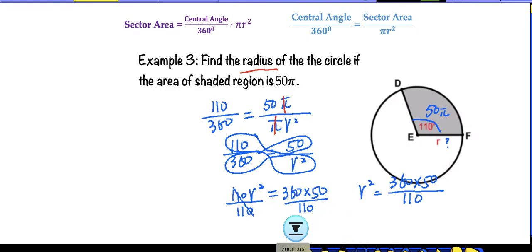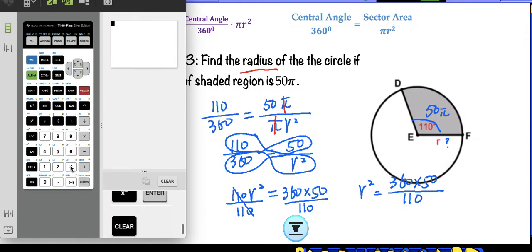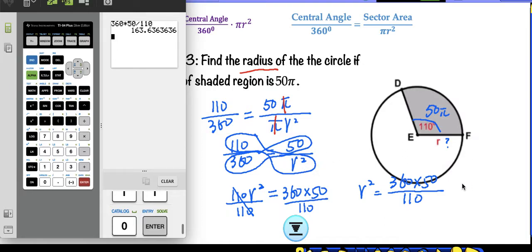Now, some students might want to do, okay, r should equal to, let's clear everything here. So it's 360 times 50 divided by 110. Let's check what we have. So this answer is this. So some students might say, oh, r equals 163.63. You can round it. In that case, you're wrong. Why? Because this answer is r squared. So this is not our answer. How do we find the answer?